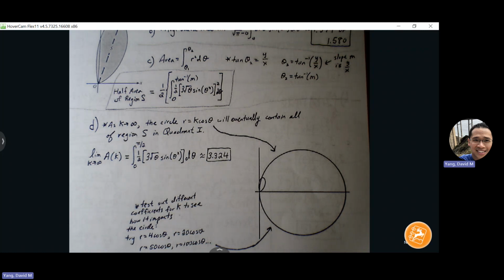Oh, wait, part C. Part C. So basically what you have to do is set the integral such that the area, first you have to find the theta at which the area is divided. Then once you find that theta, you're going to take the tangent of that, you get the function. Then you build a line based on it.